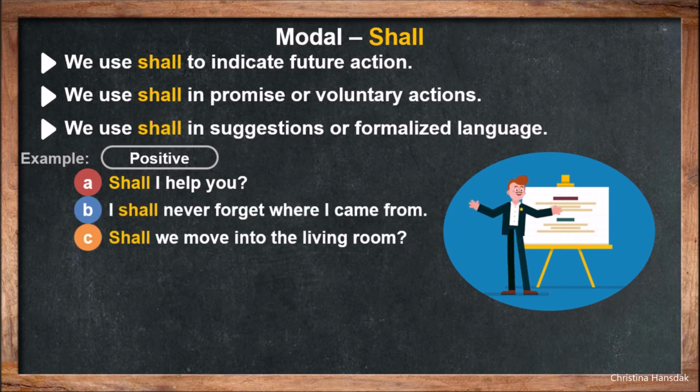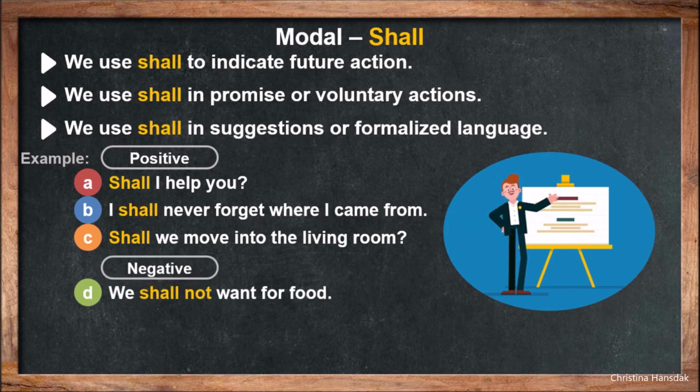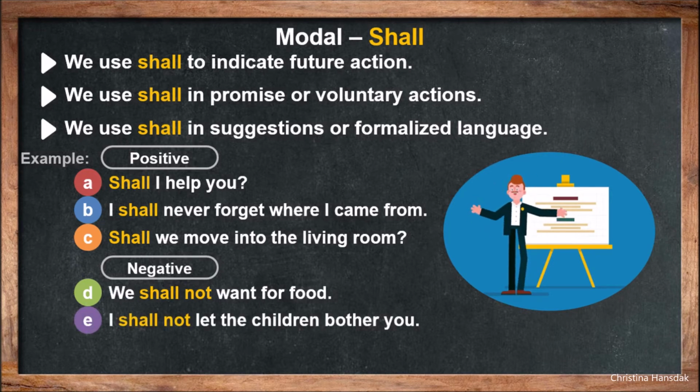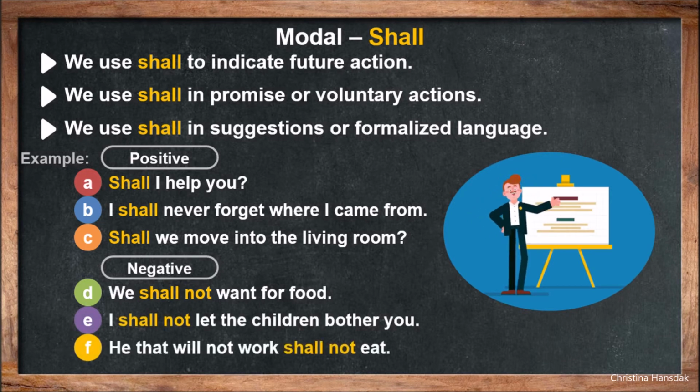Sentence number C. Shall we move into the living room? Sentence number D. We shall not want for food. Sentence number E. I shall not let the children bother you. Sentence number F. He that will not work shall not eat. Students, the upper three sentences are in the positive forms and the remaining three sentences are in the negative forms.